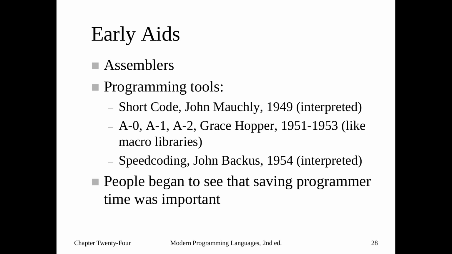We also had programming tools, right? Shortcode, A0, A1, A2, which was built by Grace Hopper, and which was essentially a collection of macro libraries. Speedcoding, which was developed by John Backus in '54. This is about the time in the late '40s, early '50s, when we started realizing that saving programmer time was probably one of the most important things we could do in order to improve software development, or programming in general.